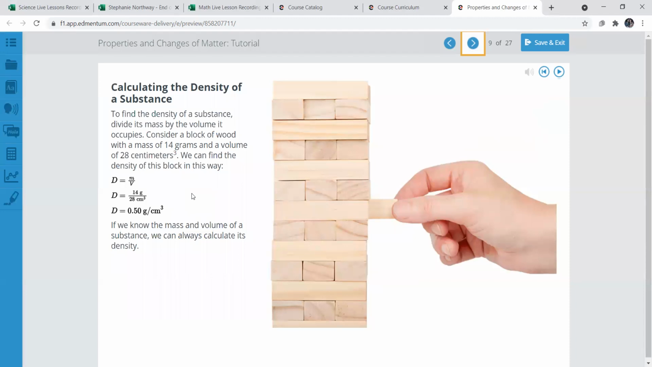Now, density, again, mass divided by volume. And we're going to say the mass is 14, so 14 divided by 28, which is the volume. And that works out to be 0.50 grams per centimeter cubed. Now, this is how you would write it afterwards, grams per centimeter cubed, because it's grams divided by centimeters cubed.